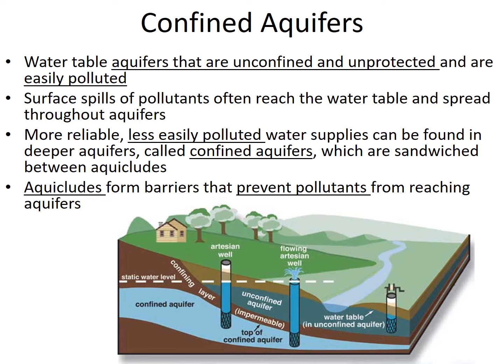All right, let's look at confined aquifers. Water table aquifers that are unconfined and unprotected are easily polluted. Surface spills of pollutants often reach the water table and spread through the aquifers. More reliable, less easily polluted water supplies can be found in deeper aquifers called confined aquifers, which are sandwiched between aquicludes. And aquicludes form barriers that prevent pollutants from reaching those aquifers.